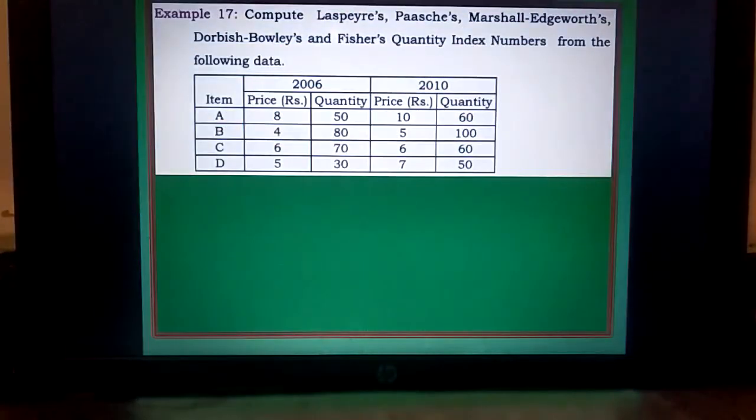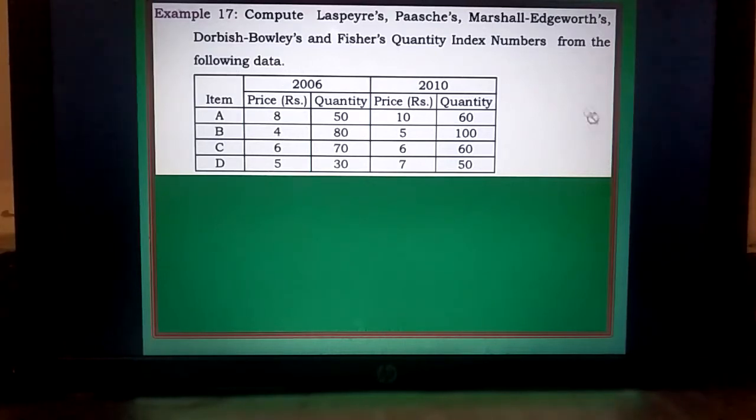Very good morning, students. We were solving problems based on index numbers. Let us continue. Next example. Compute Laspeyres', Paasche's, Marshall Edgeworth, Dorbish Bowley's, and Fisher's quantity index numbers from the following data.